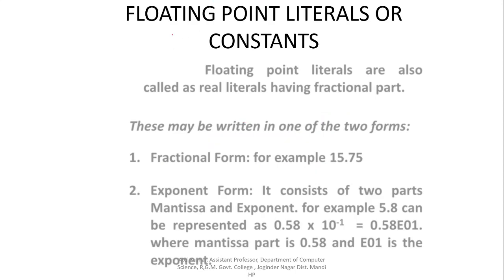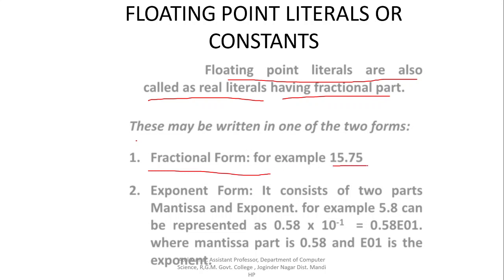Next we have floating point literals. So floating point literals are also called real literals and have a fractional part. So all the literals that have a point in them, or fractional values, are called floating point literals. A fractional form can be written like this, 15.75, so it is a floating point literal.